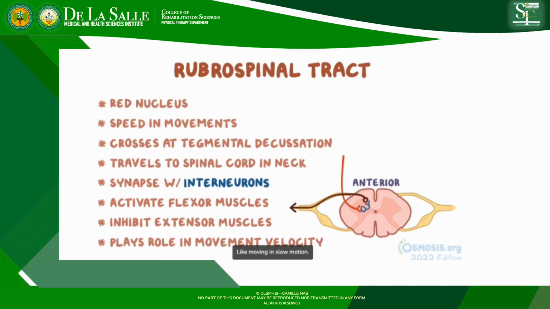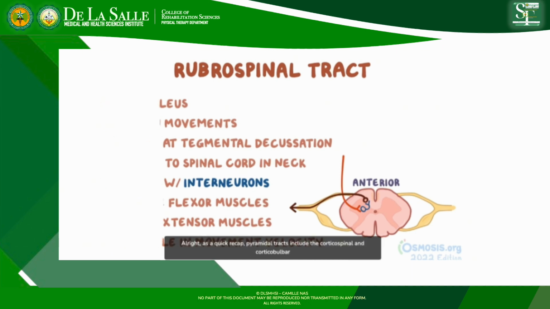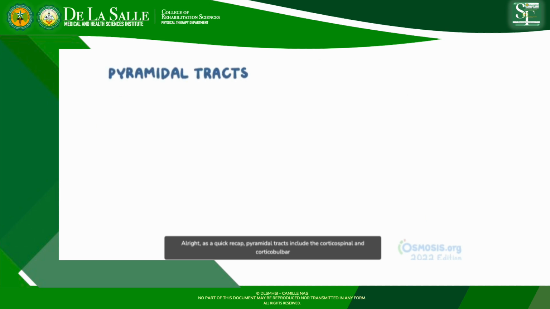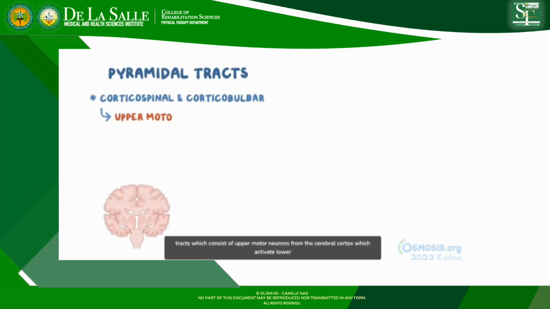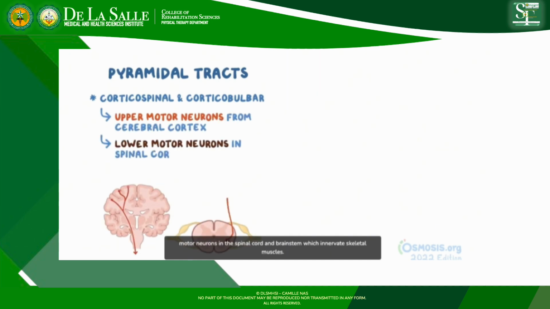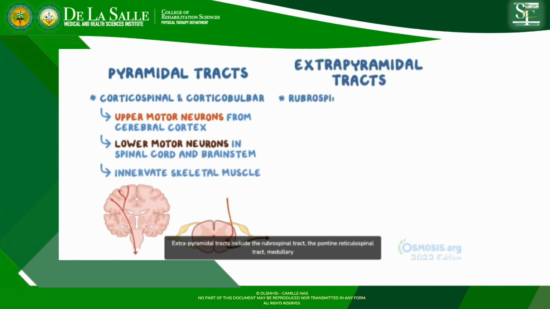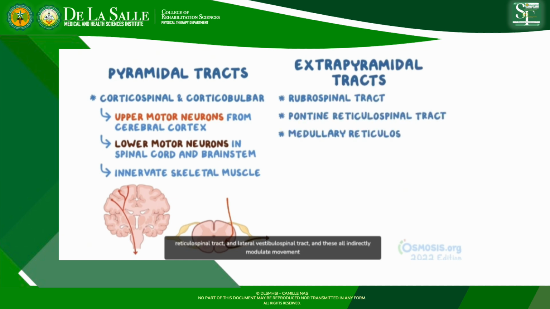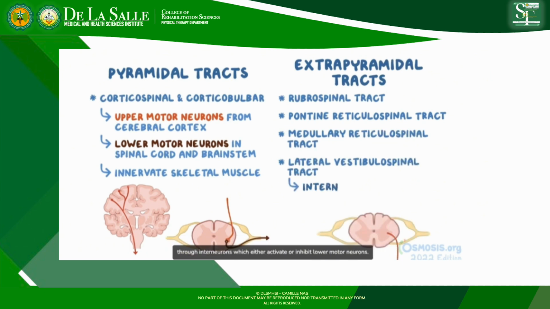Alright, as a quick recap. Pyramidal tracts include the corticospinal and corticobulbar tracts, which consist of upper motor neurons from the cerebral cortex, which activate lower motor neurons in the spinal cord and brainstem, which innervate skeletal muscles. Extrapyramidal tracts include the rubrospinal tract, the pontine reticulospinal tract, medullary reticulospinal tract, and lateral vestibulospinal tract. And these all indirectly modulate movement through interneurons which either activate or inhibit lower motor neurons.